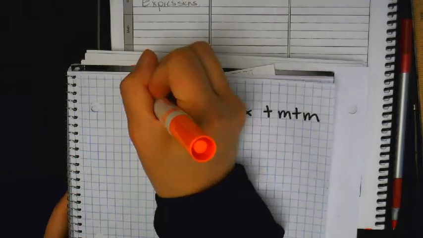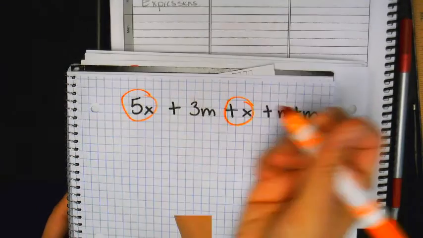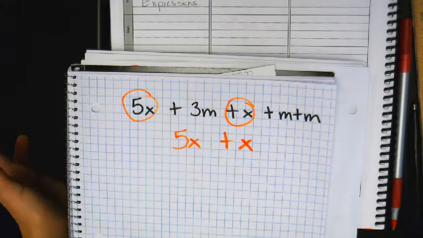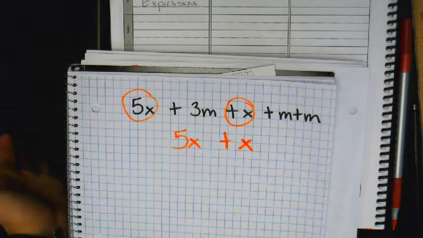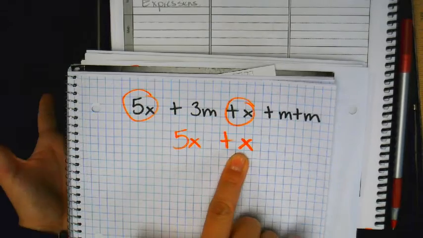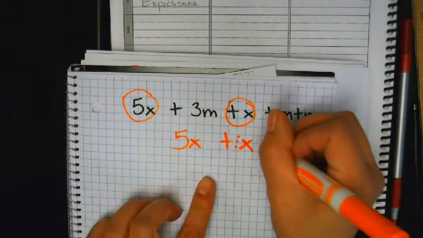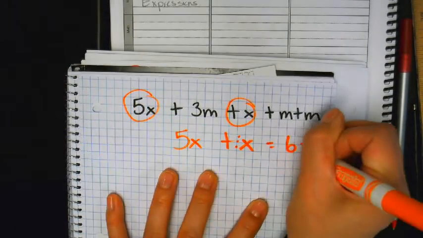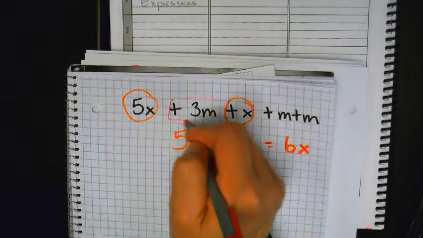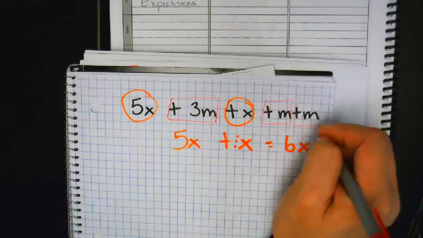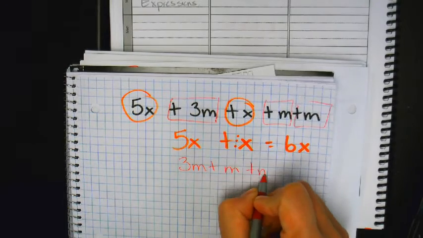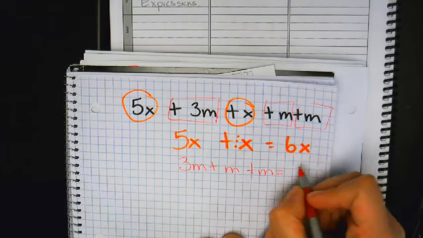All right, so the x's go together, and you have 5x plus x. Now sometimes kids say, oh, that's 5x, Miss O'Malley. I'm like, but what's invisible there that we don't see, but you know it's there? The 1. So then we go, oh, that's 6x. And then we're going to put the m's together. And we have 3m plus an m plus another m is equal to 5m.